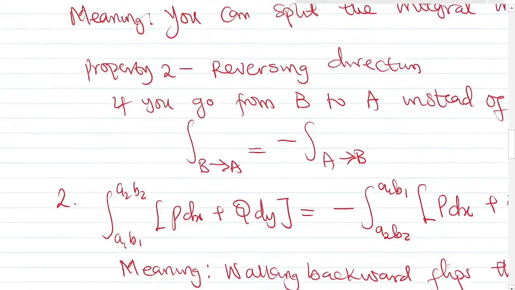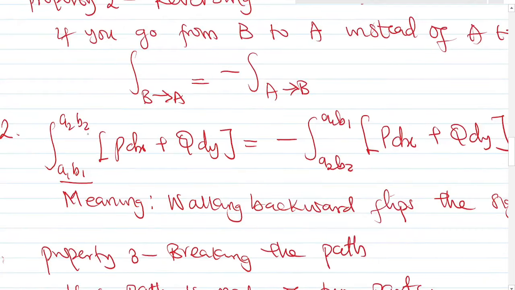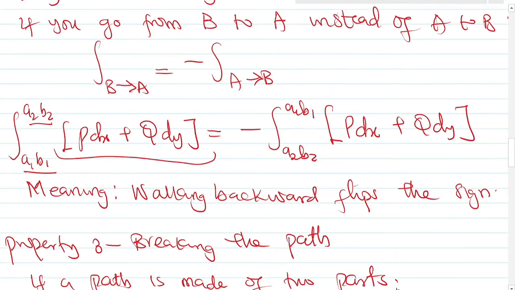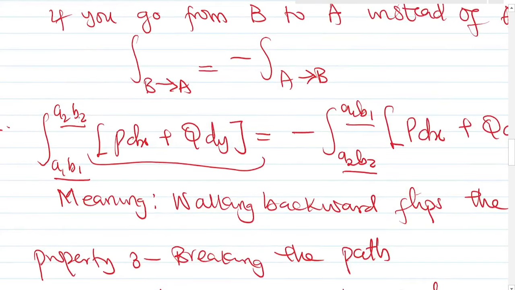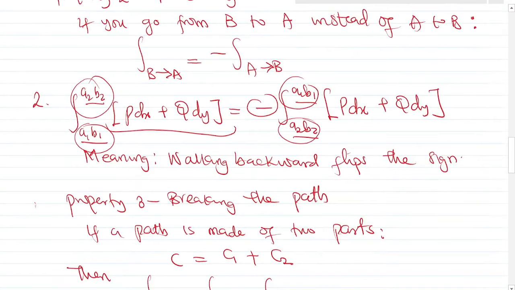So this is what you have in your notes. So if you go from A1, B1 to A2, B2, that same integral, that same function, it is minus going from A2, B2 to A1, B1. You know, it's like you've reversed these 2 points now. So just add negative. That's all. So that's a property, meaning that working backward flips the sign.